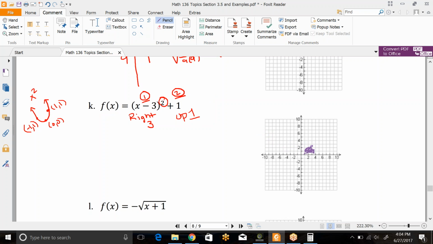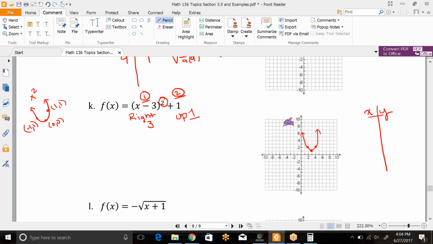All right, so if we go from 0, 0, I always like to start with my center vertex point. I would go right 1, 2, 3, and then up 1. So that gives me this new point. 1, 1 is another point that we had on the original, so I'm going to go right 1, 2, 3, and up 1. And then negative 1, 1 is right 1, 2, 3, up 1. So there's my picture.